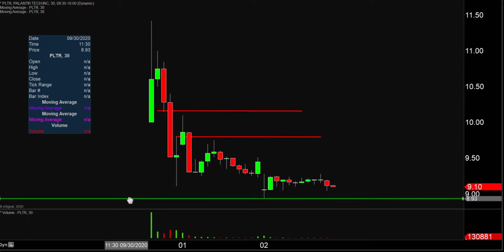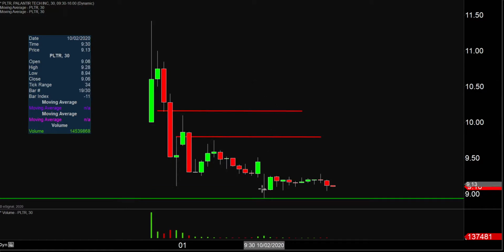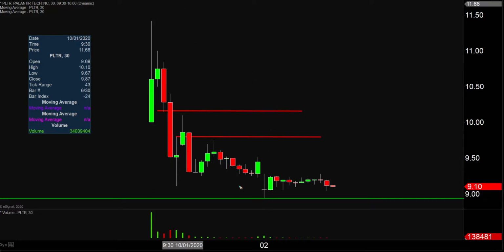So the first level a lot of people are going to be watching is just right down there at the $8.90 mark, for no fancy reasoning other than the fact that that's just where the price stopped bleeding today. There's that gap down, and then after the gap down, that's as low as it went, and that's where it went into that sideways motion. So that's going to be a level that a lot of people are curious about.